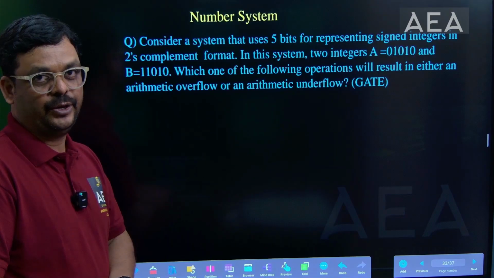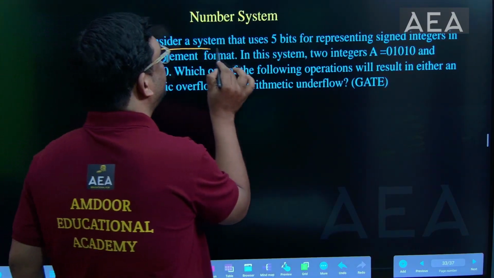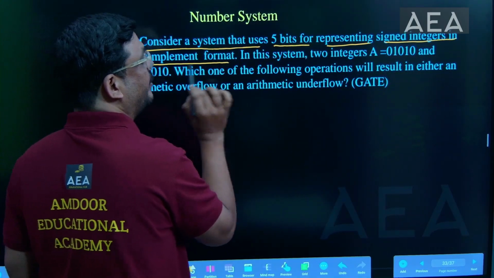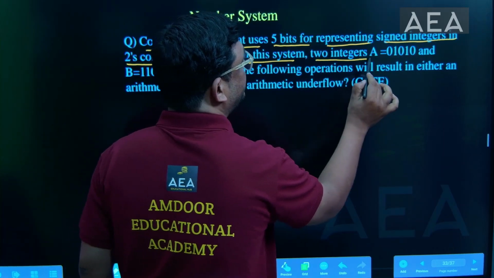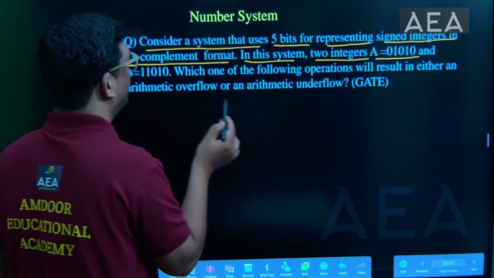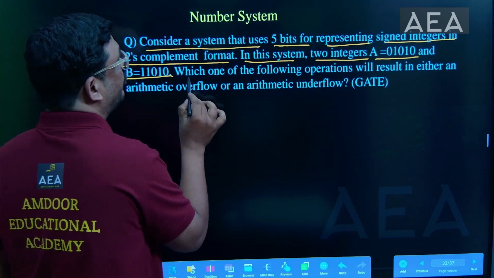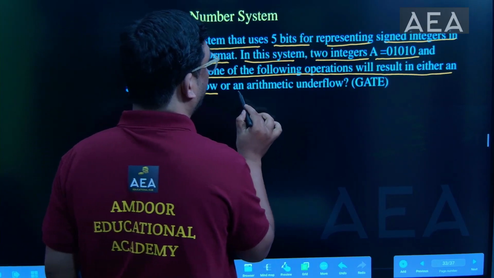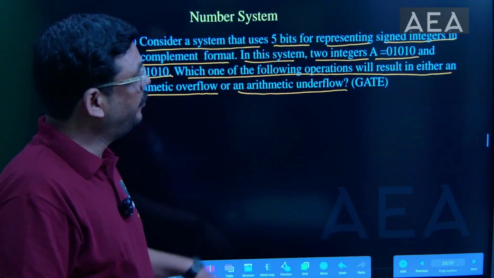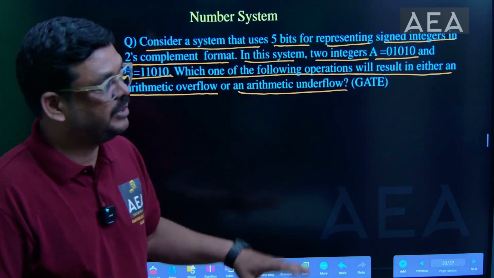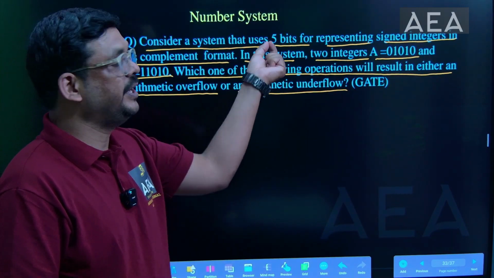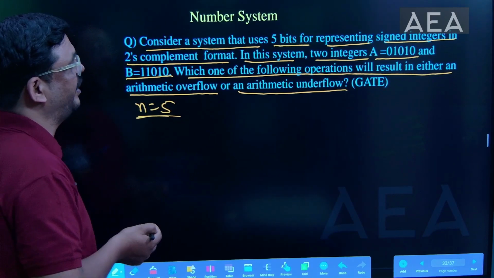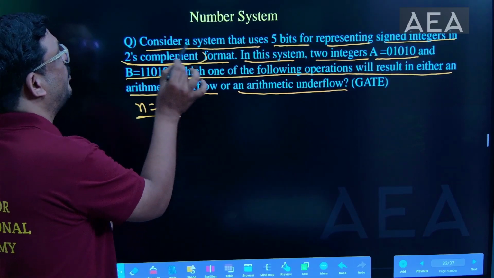Another previous year GATE question from the number system concept. Consider a system that uses 5-bit representation for signed integers in 2's complement format. In this system, two integers are A is 01010 and B is 11010. Which one of the following operations will result in either arithmetic overflow or arithmetic underflow? First of all, we have to understand this problem statement clearly. This binary data representation is given in 5 bits, so what is the n value here? 5. The number of bits is 5, in 2's complement format.